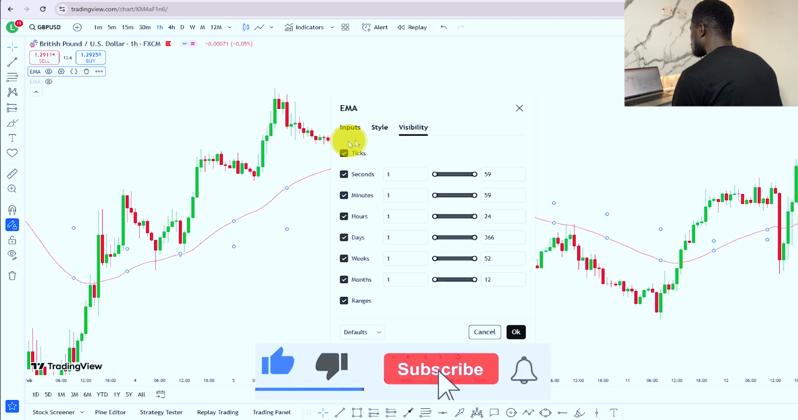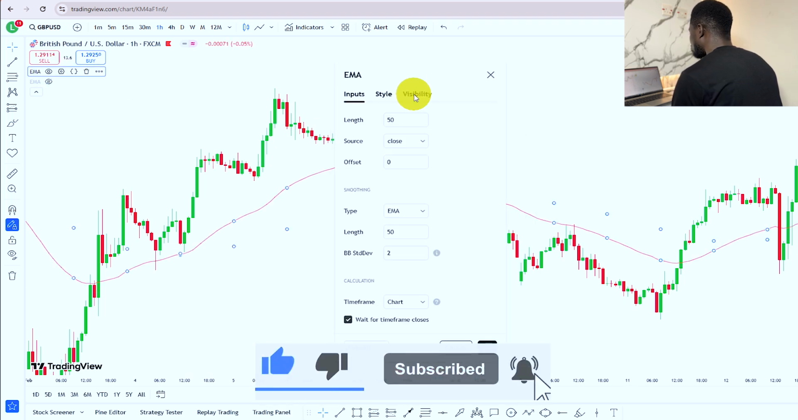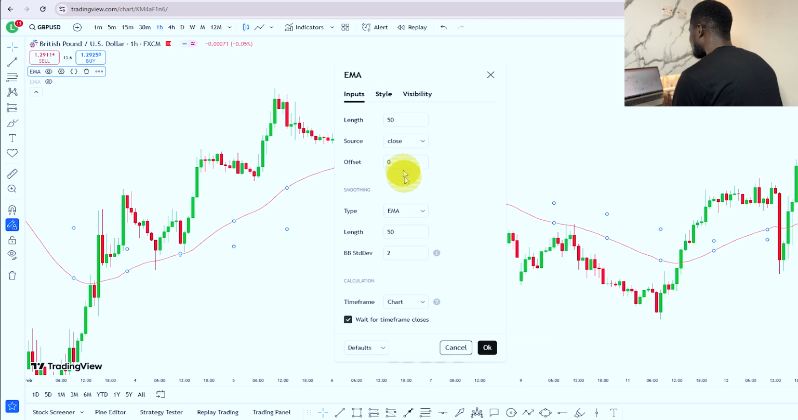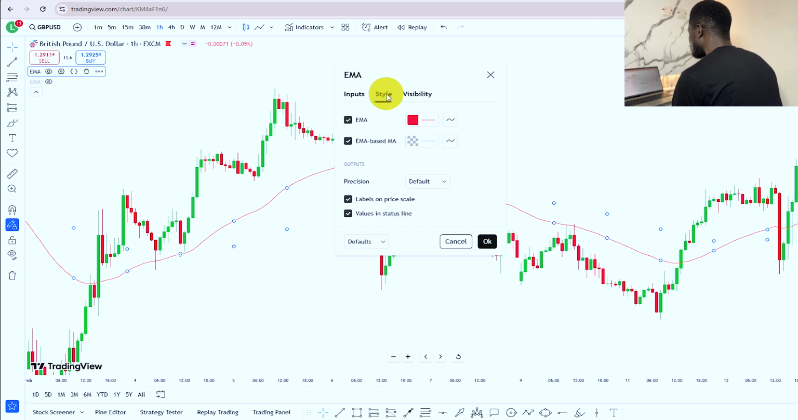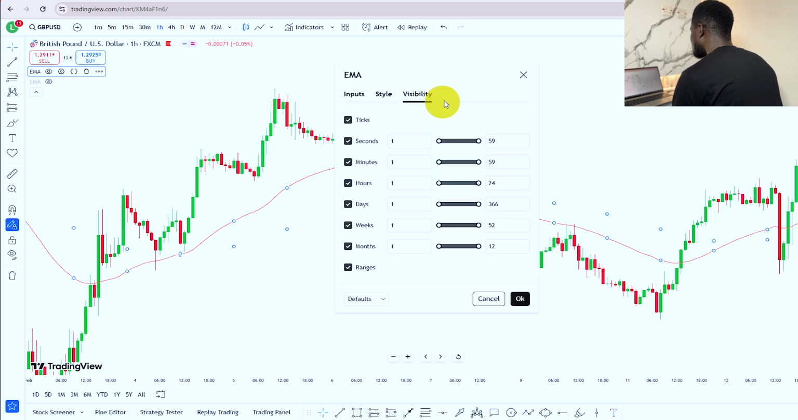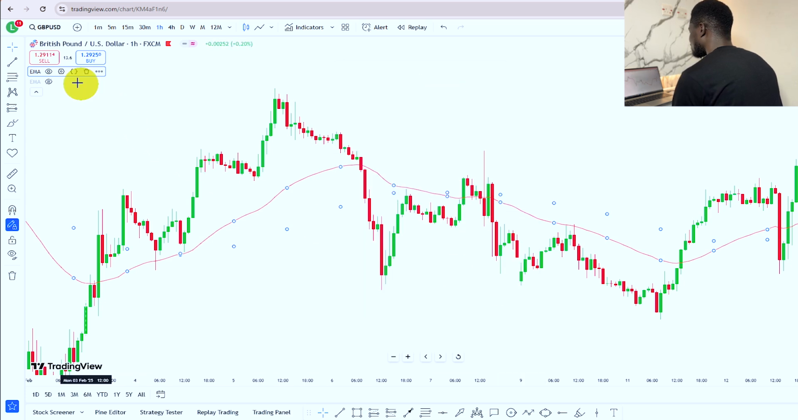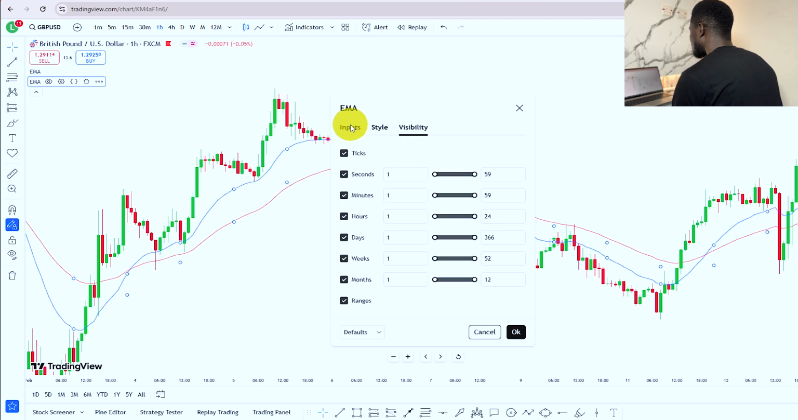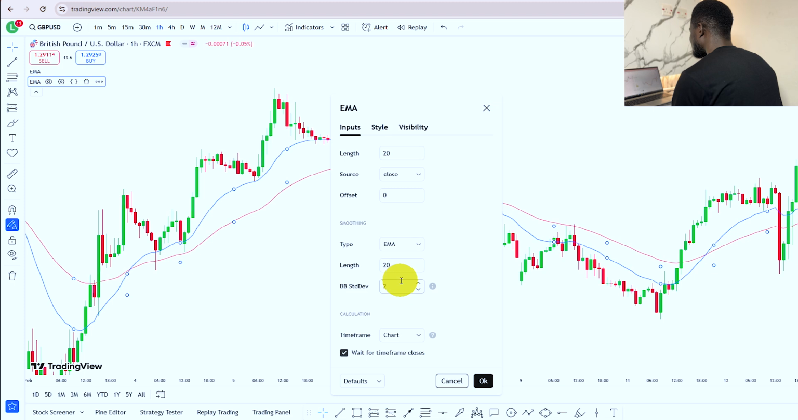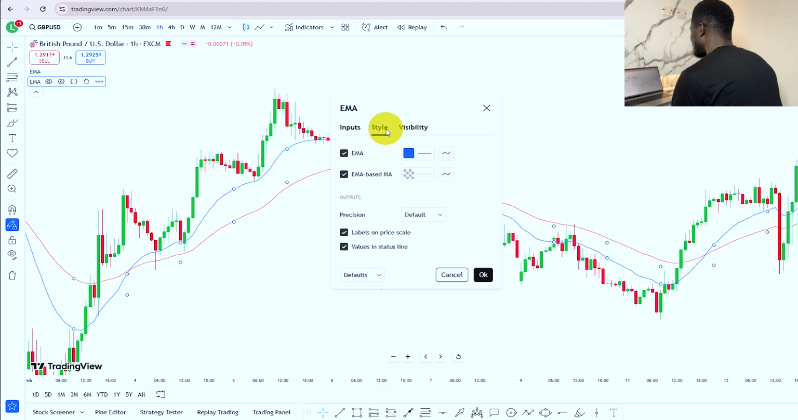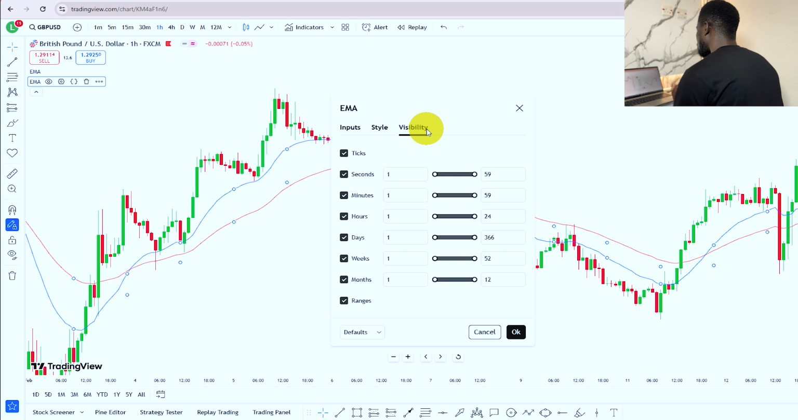Then you go to settings. Try to copy the same settings that I did for the 50 moving average. Then come to style, copy the same settings. Come to visibility, copy the same settings. Then you go to the second one, which is the 20 moving average. Come to input, set the same settings. The style, the same settings. The visibility, copy the same settings as well.